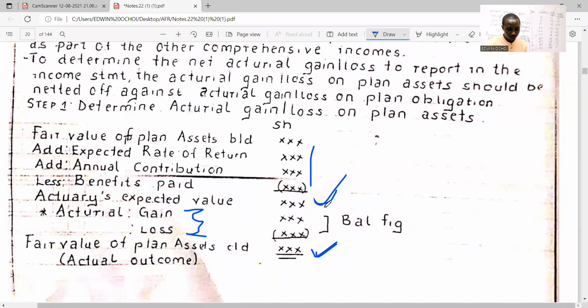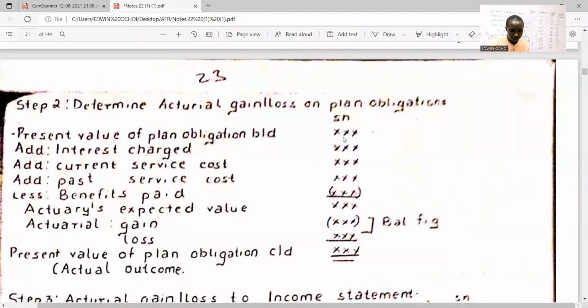I will show you how to determine that based on the analysis done between the two. The fair value of the plan asset at the end is the actual outcome, and this is what we expect. So if I say A and I give this B, if the actual outcome of the plan asset is more than what we expect, that would be a gain. If B is more than A, that is our gain. If B is less than A, that's our loss. After doing the first step, you move to the next step for the obligations.